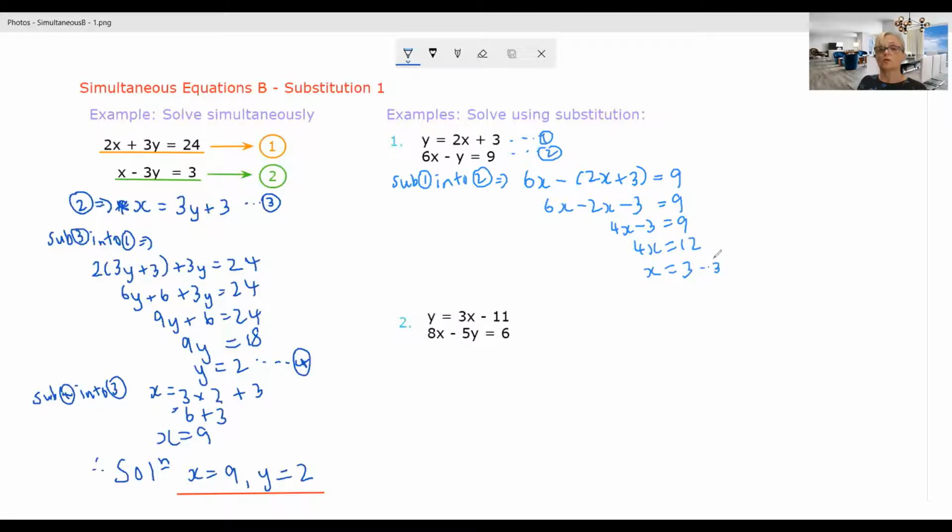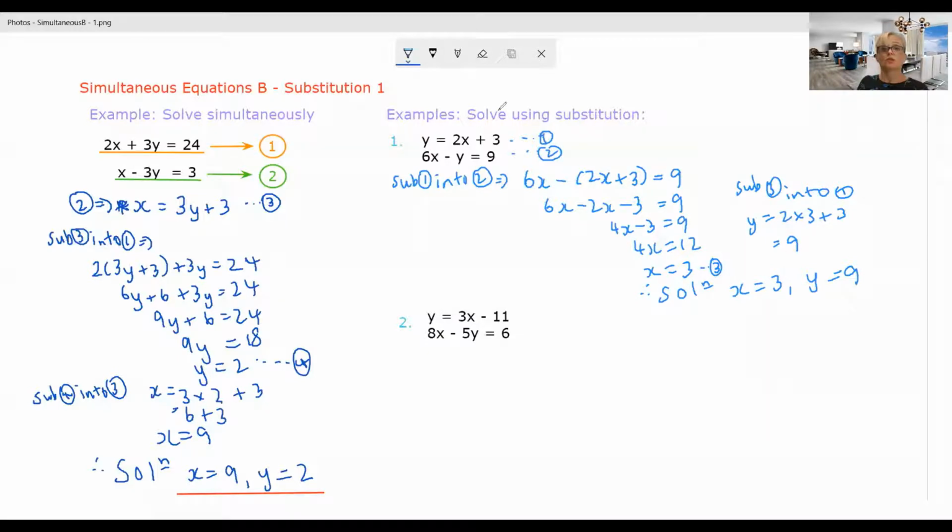Call that equation 3. So now we can sub that in. So sub 3 into equation 1. So y is 2 times 3 plus 3, which is 9. So we get, for our solution, x equals 3 and y equals 9.